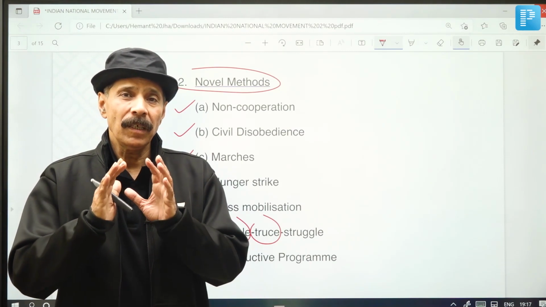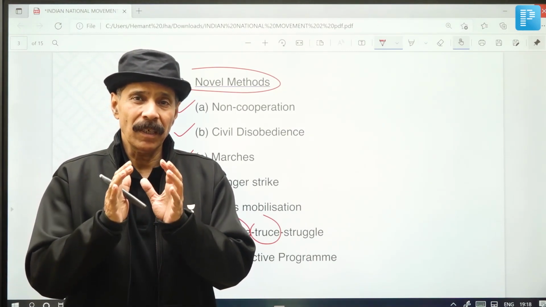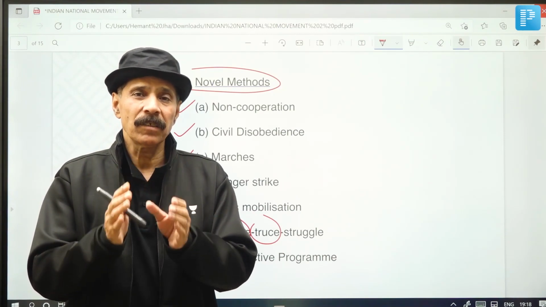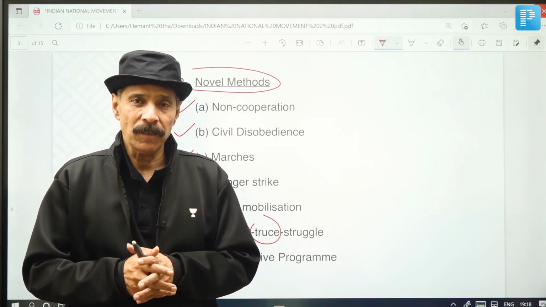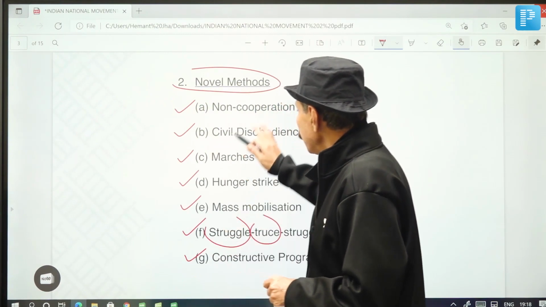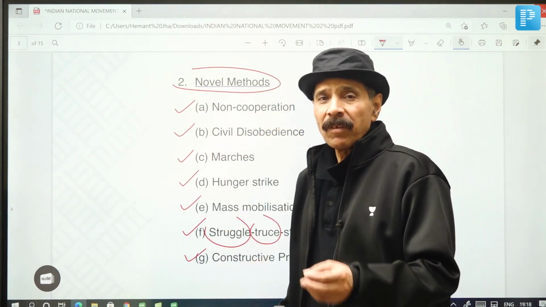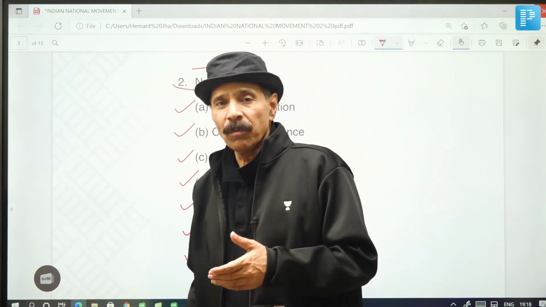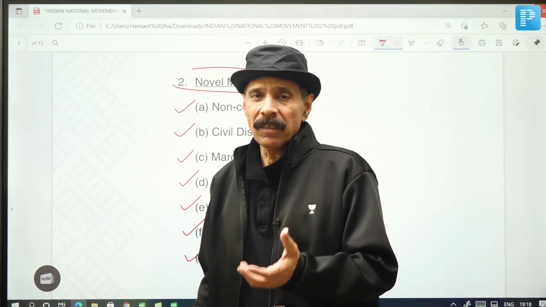So he made the constructive program an important dimension, an important aspect of the Indian national movement. So this is all about the novel methods. And the constructive program of Gandhiji represents the socio-economic, cultural dimension of the Indian national movement under Gandhian leadership.